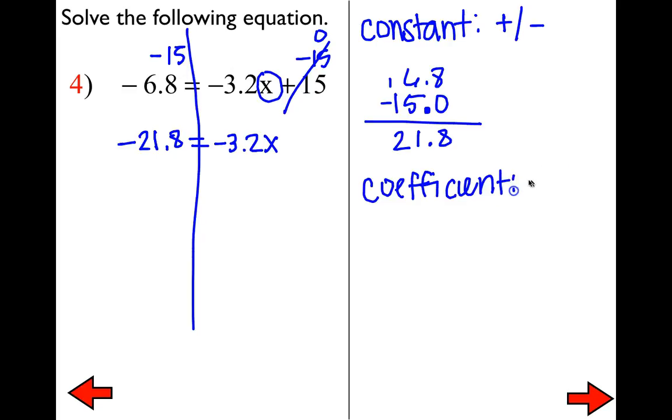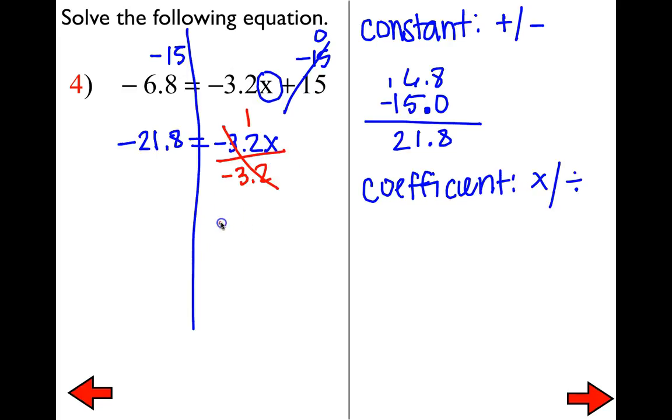The way you get rid of the coefficient is by undoing multiplication or division. Again, your coefficient is a term that's being multiplied by the variable. So it's the number right in front of your variable. Here it means -3 and 2/10 times x. So the inverse would be to divide by -3 and 2/10 to both sides. These are multiplicative inverses, making a 1.